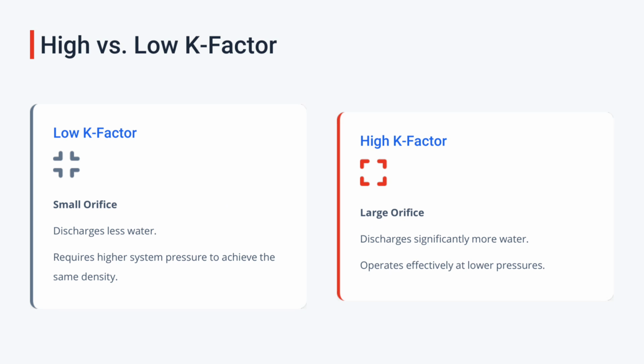Let's understand the meaning of high versus low K factor. A low K factor sprinkler has a small orifice. It discharges less water and requires higher pressure to operate. A high K factor sprinkler has a larger orifice. It delivers more water and can operate at lower pressure.